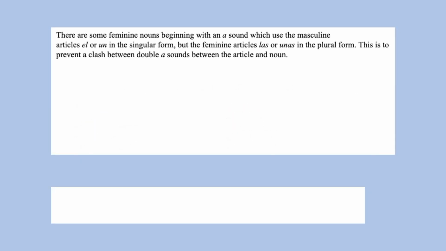There are some feminine nouns that begin with an a sound. They use the masculine articles in the singular form, but the feminine articles in the plural form. This is to prevent a clash between double a sounds between the article and noun. For agua, water, we have el agua, singular, las aguas, plural. For alma, soul, we have el alma, singular, las almas, plural. For hada, fairy, we have un hada, singular, unas hadas, plural.